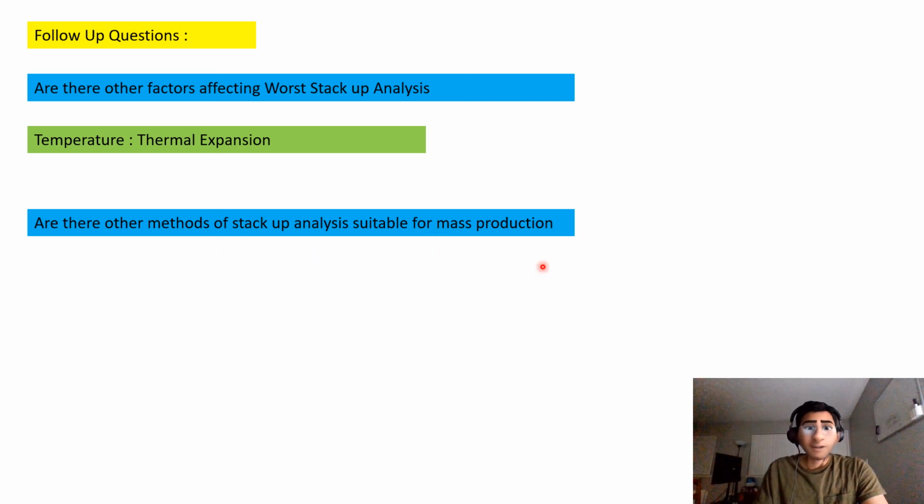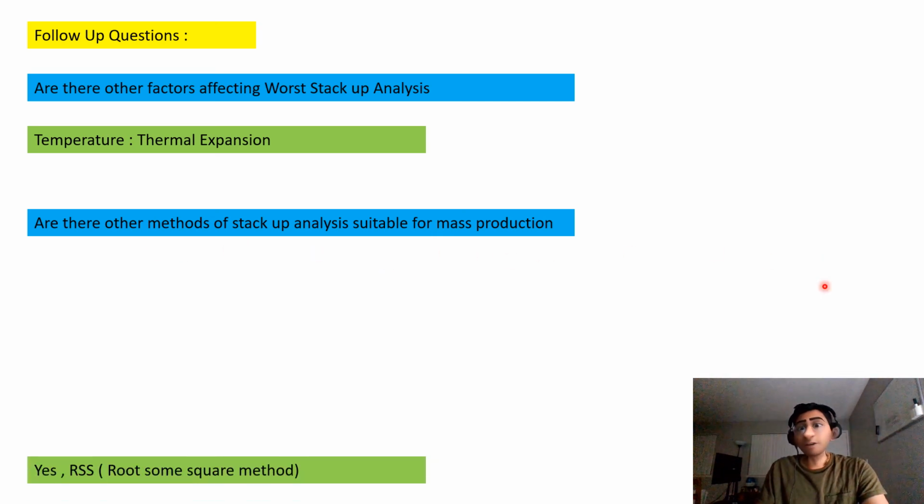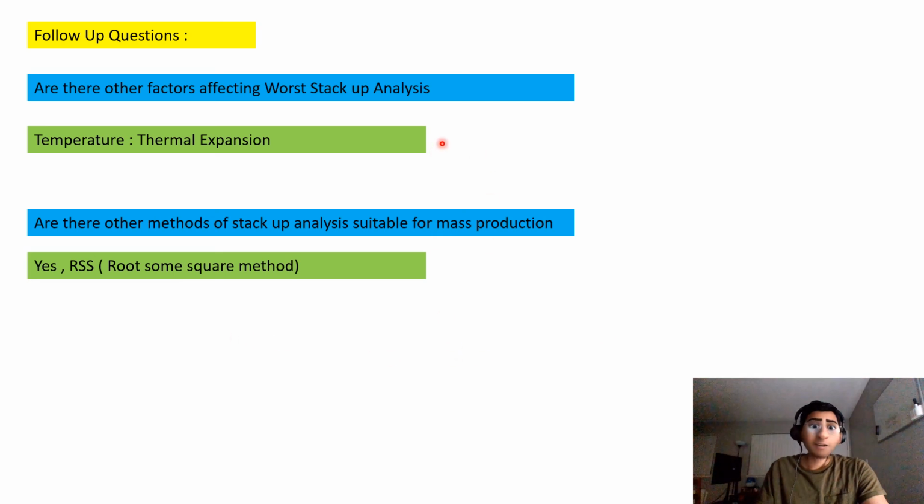Are there other methods of stack up analysis suitable for mass production? So right now we talked about worst case stack up analysis. There is a root sum square method. It's a statistical method, so it means that as long as you are happy with some of the parts not fitting well, but the majority of them fitting well, then you can go with this root sum square method. Worst case is like we don't want a single failure, preparing for the worst case. But whatever we saw is on the basis of worst case stack up analysis.